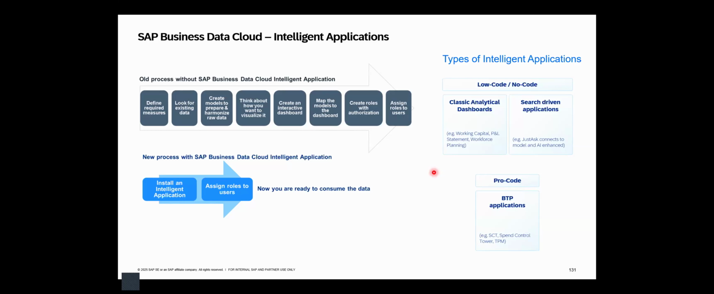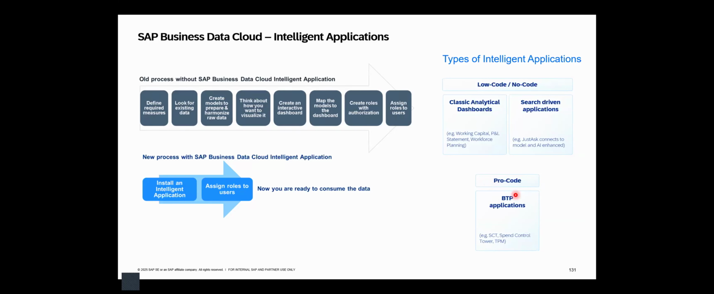So when we have applications with analytical dashboards, it will create and deploy the corresponding artifacts required from Datasphere. There would also be search-driven applications that will be AI-powered. So we are already giving users the option to query in natural query languages, and then they can query the underlying models and generate their own KPIs. So that's also a possibility with the intelligent application.